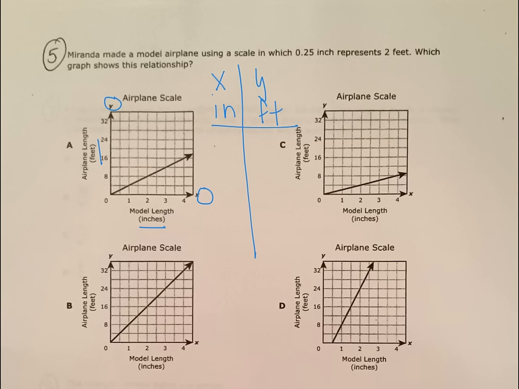So if 0.25 inch equals 2 feet, then 0.5 inch would equal 4 feet, and 1 inch would equal 8 feet. So if 1 inch equals 8 feet, let's see, here's 1, but it's not at the 8, which is right there. So that can't be it. The first point here is 2 1/2, so that's not it. Okay, so here's 1 and 8. This is probably it. And oh my, this doesn't even start at 0, so that can't be it. So B is the correct answer.